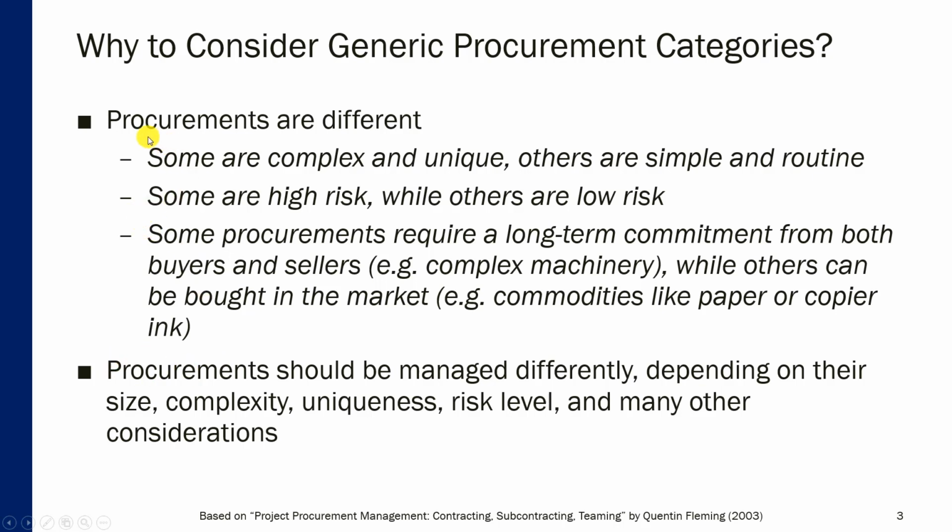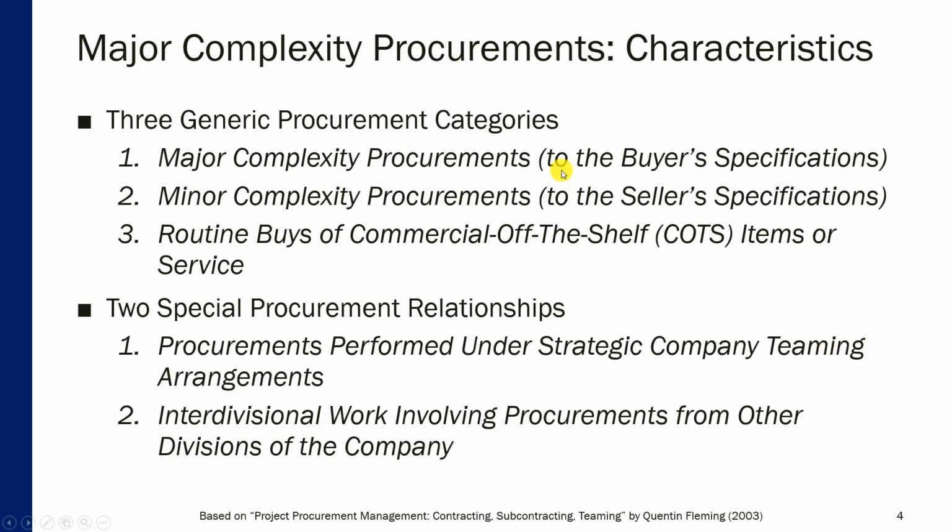So since all procurements are different, they should be managed differently depending on their size, complexity, uniqueness, risk level, and many other considerations. So this is the answer to the first question, or an explanation of the first learning objective. The reason we need to consider generic procurement categories is that placing procurements into those categories helps us better understand the nature of those procurements, and also manage them better, based on their unique characteristics. So let's take a look at the three generic procurement categories.